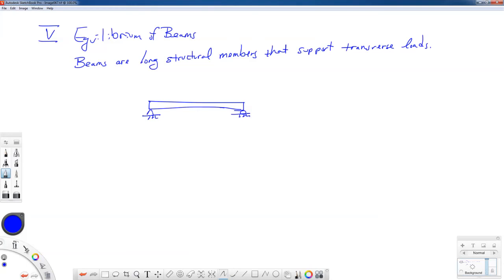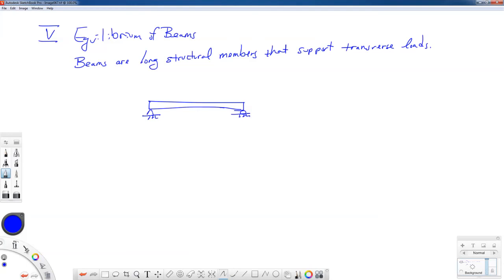We'll derive the formulas for shearing stresses and bending stresses in beams. And beam loading is a very, very common way that different structures are loaded. So let's first just define what a beam is. A beam is a long structural member that can support transverse loads.